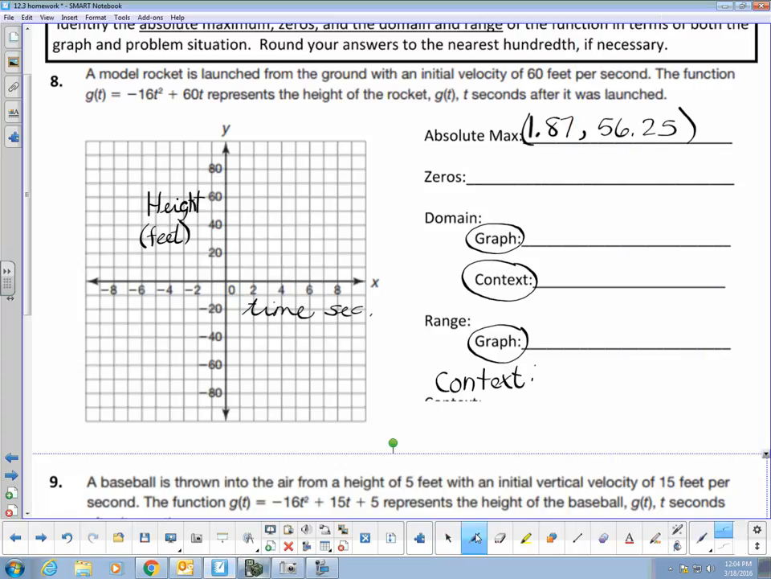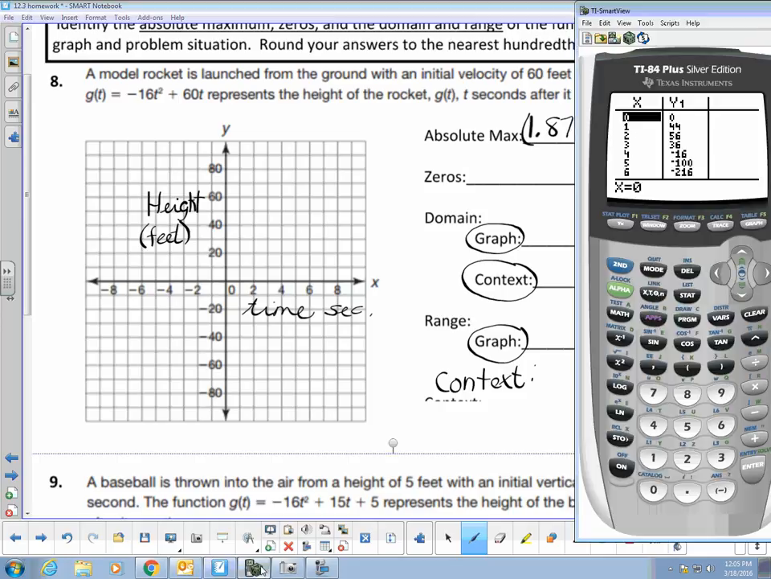So I have, oops, pull that back up here again so I can put that. At 0, 0. I'm launching at 0 time. My rocket has gone 0 feet. In 1 second, my rocket is at 44 feet. 2 seconds, 56 feet. 3 seconds, coming back down again, 36 feet. And at 4 seconds, we're actually below here.